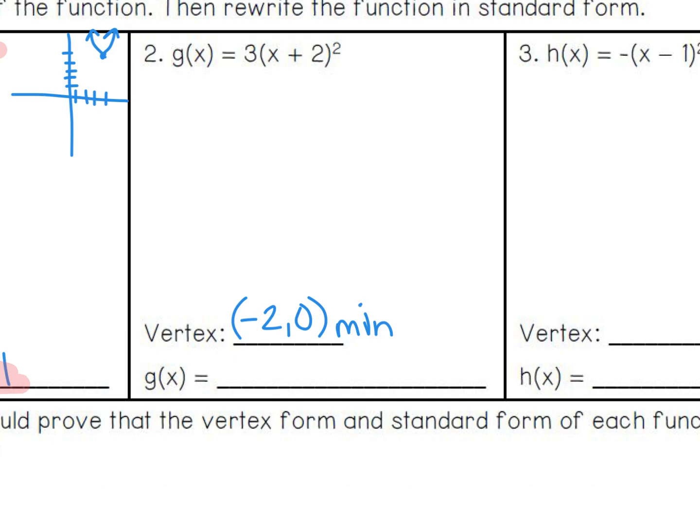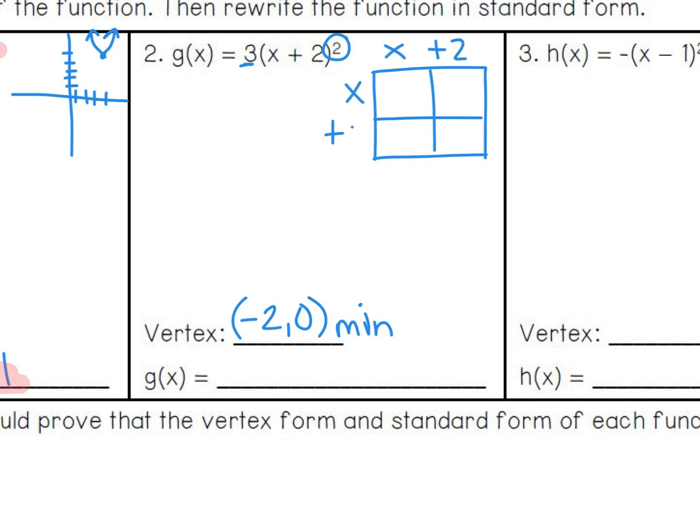Okay. They want us to convert this to standard form. So remember, now we've got this 3 out here. We're not going to do anything with the 3 just yet. Okay. It's not disappearing. We're just going to hold off on it. So if we draw our box, and we have x plus 2 on the outside and x plus 2 on the other side, now we can go ahead and do our multiplying.